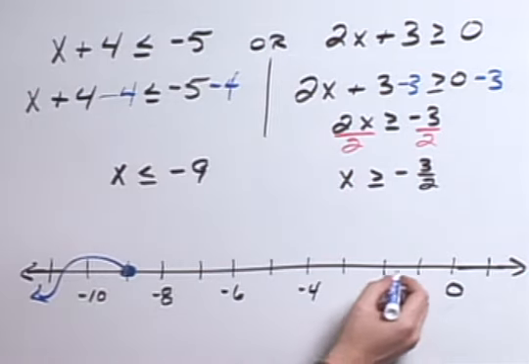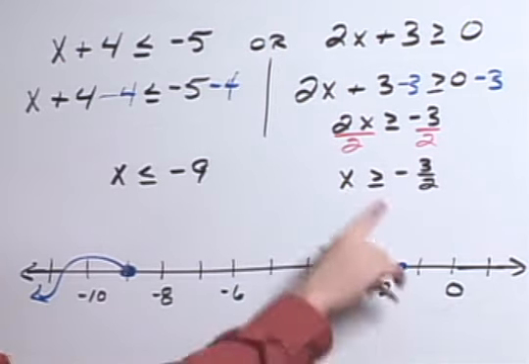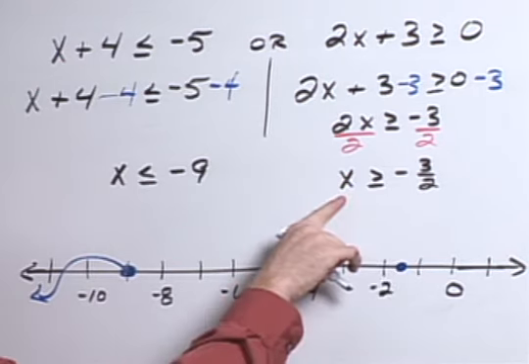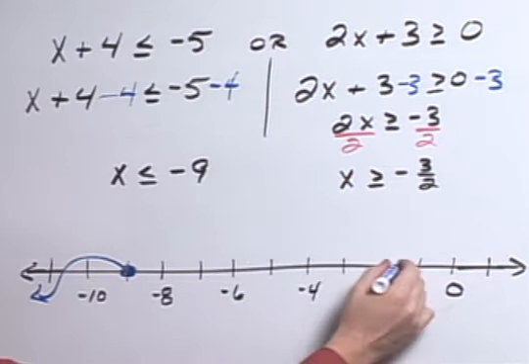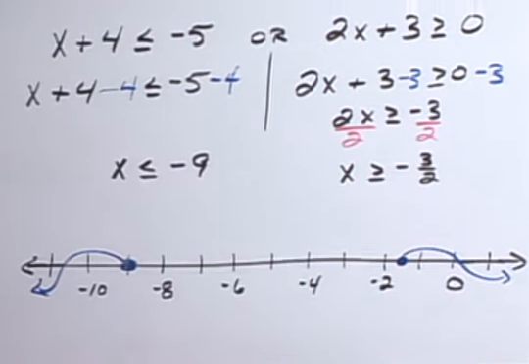Over here at negative 3 halves, again we have a closed dot because of the inequality sign. Is x bigger or smaller than negative 3 halves? It's bigger, so the numbers that are bigger are over here on the right. So that's our number line graph.